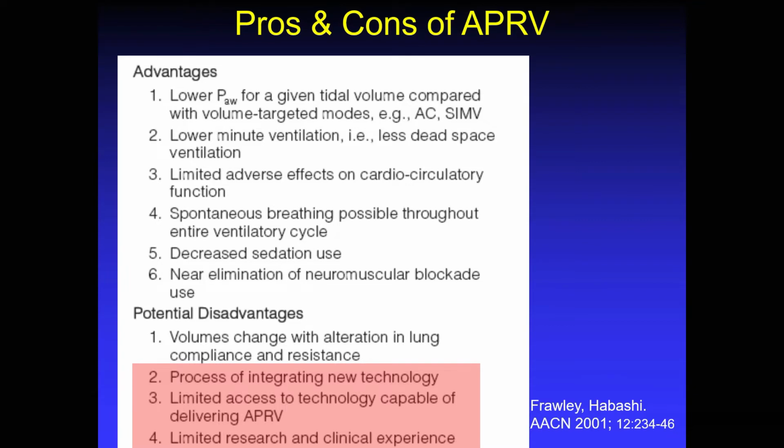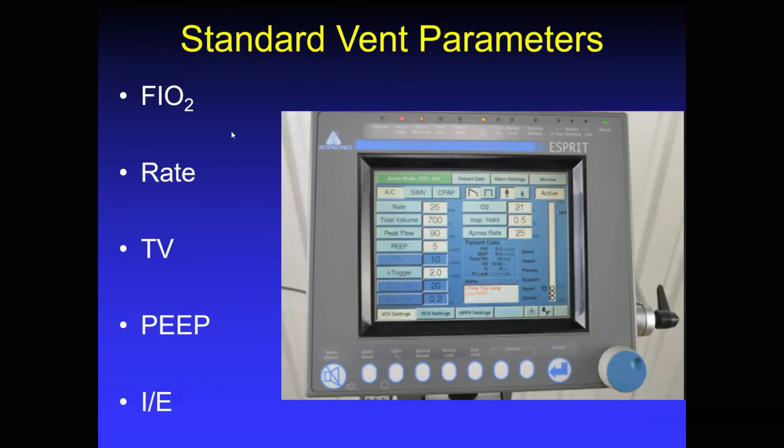Whether it be ACVC, ACPC, or ACPRVC, or SIMV, most traditional positive pressure ventilators in use since the 1970s require knowledge of how to set and adjust the core parameters of FiO2, rate, tidal volume, PEEP, and, in some more advanced circumstances, I to E ratio, or if you're doing pressure control ventilation, then pressure in place of tidal volume. But these are the basic standards that, over however many years of practice we've been in, we've become very comfortable with setting initially and then adjusting in response to hypoxia, hypercapnia, and other issues.